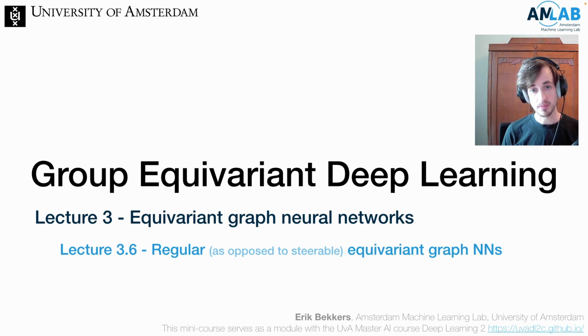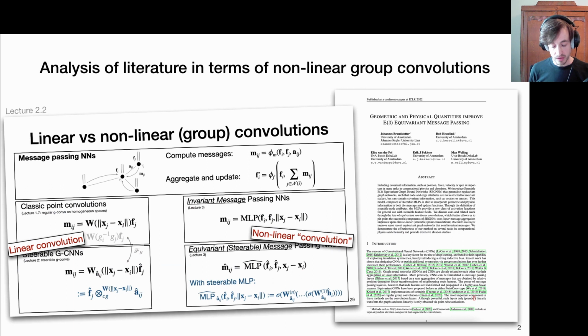But there is one particular class of equivariant graph neural networks, which I'm framing as non-linear regular group convolutions, which I'm really excited about. So that's going to be the core focus of this lecture. It's actually focusing on the DimeNet/GemNet type methods. So we're going to continue our analysis in terms of linear versus non-linear convolutions.